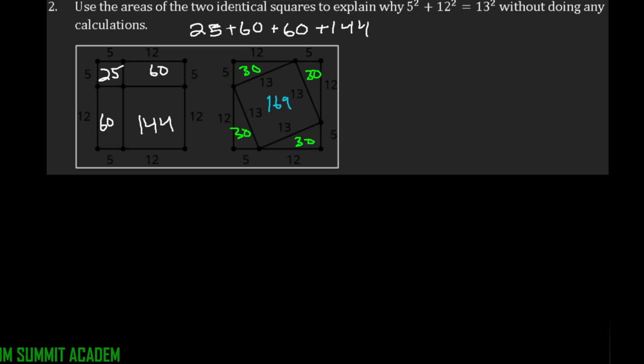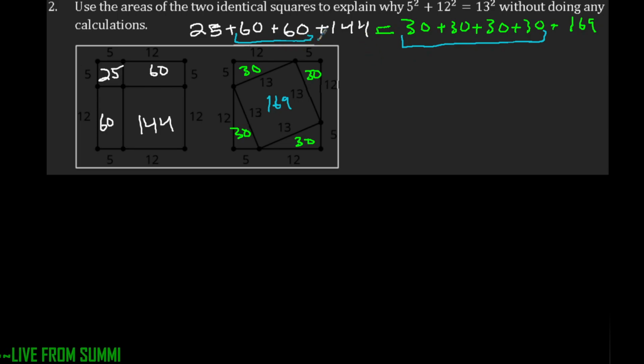And then on the right side, I can say, well, is this equal to my triangles that I have? So is this equal to 30 plus 30 plus 169? And what I notice is, hey, if I add together these two terms of 60 and 60, that's going to be 120, which is the same as 4 times 30. So each of these is 120. So those can cancel out. And so what I'm saying is this.